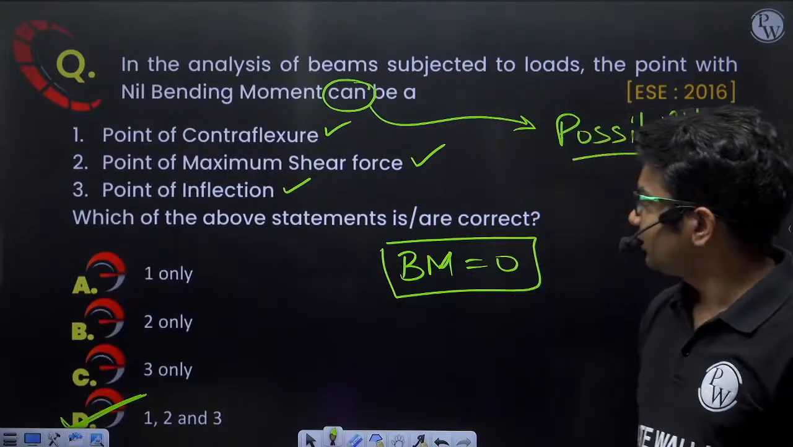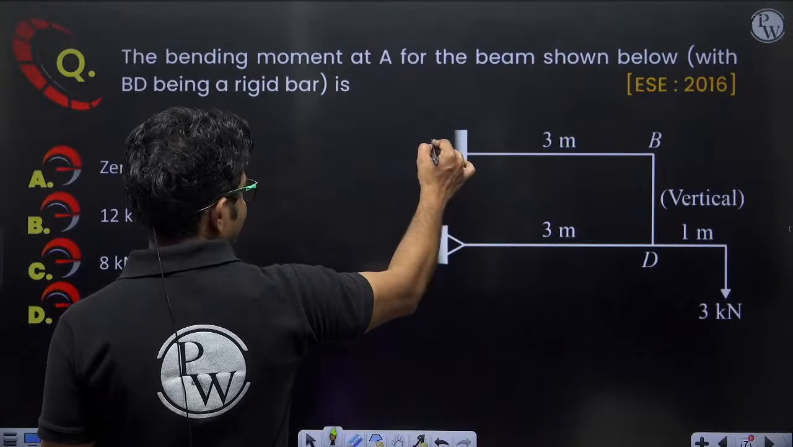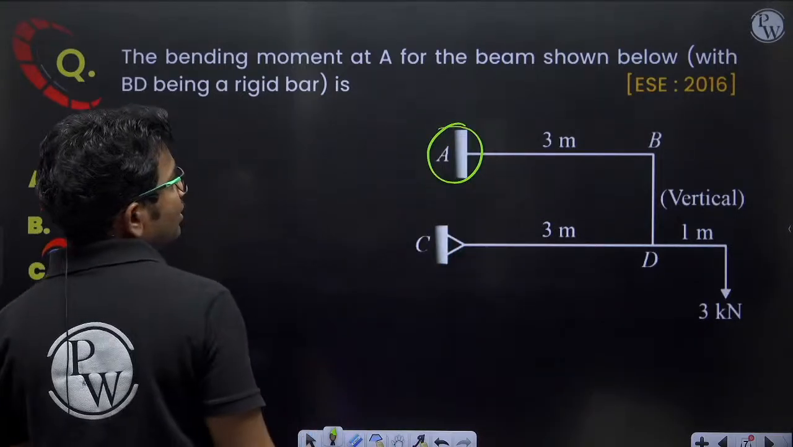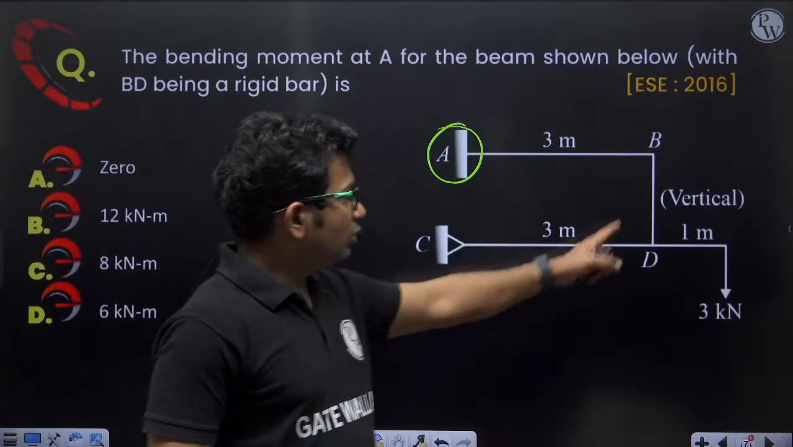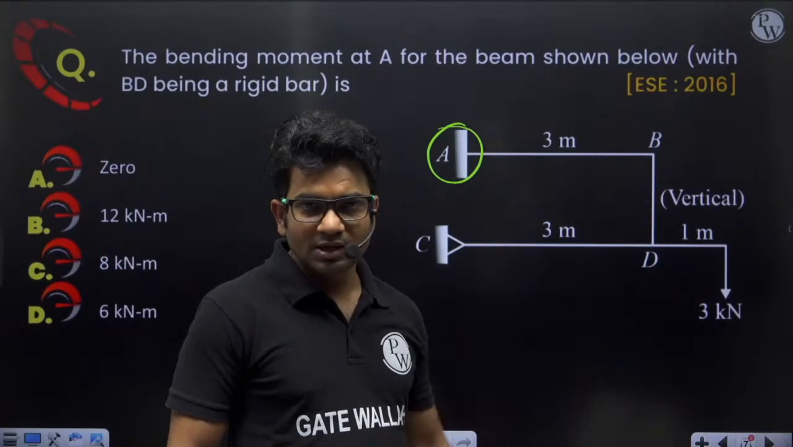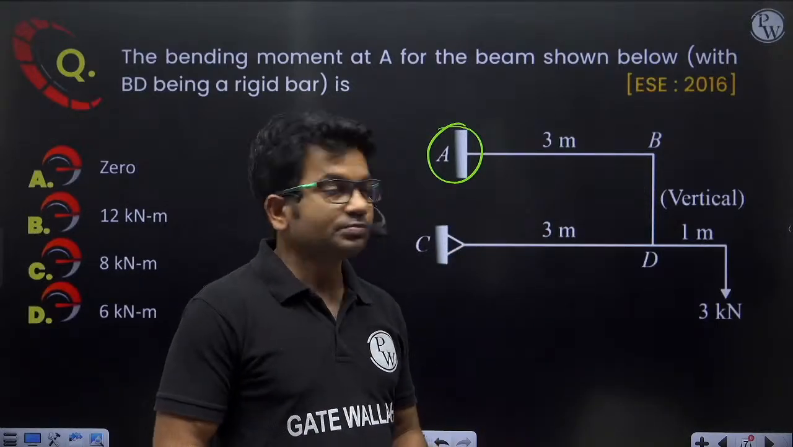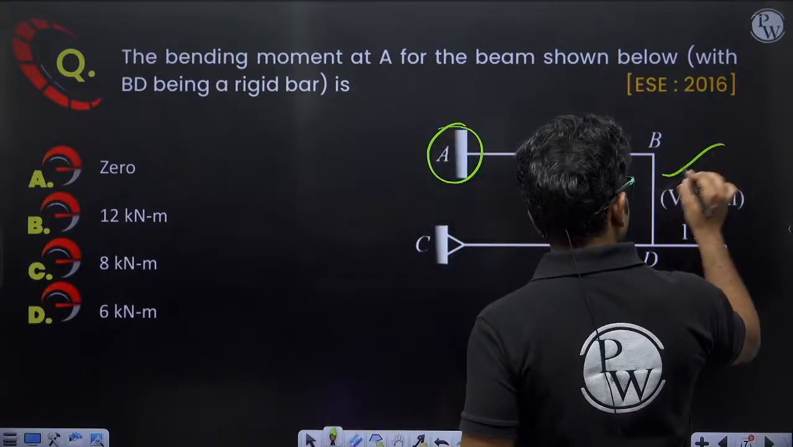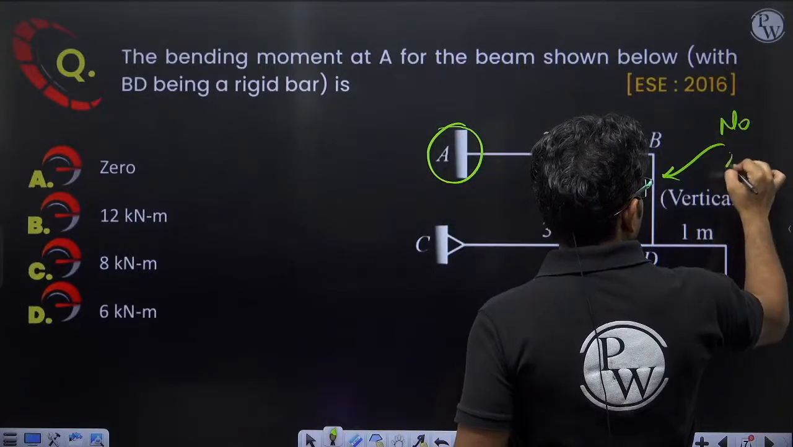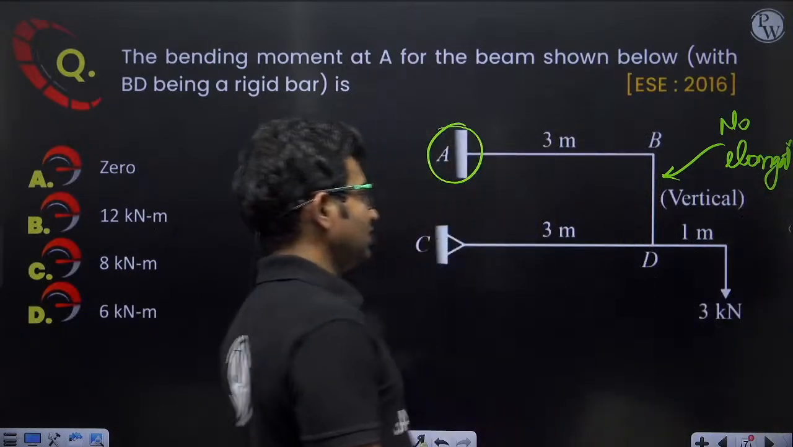Okay, let's move on to the next question. Bending moment at A for the beam shown below, with BD being a rigid bar. What do we mean by BD is a rigid bar? That means there will be zero elongation, no elongation in this bar.